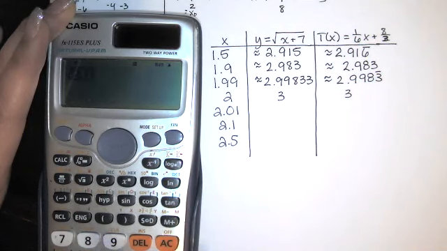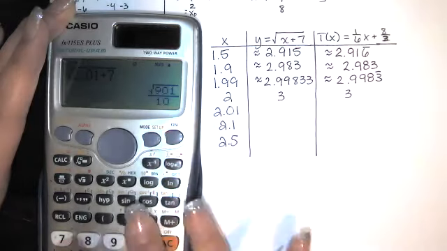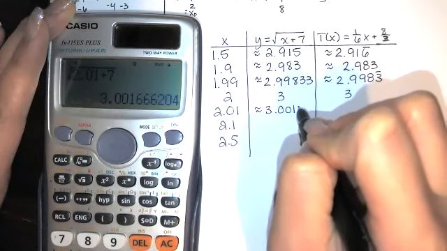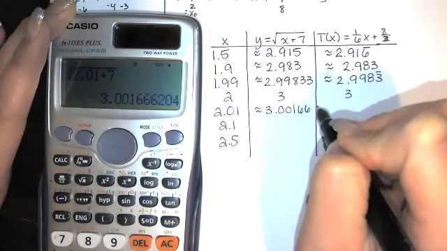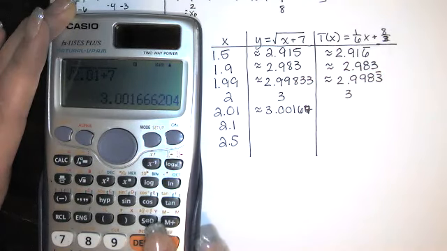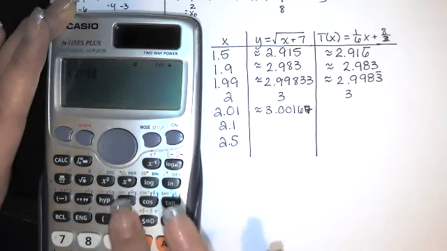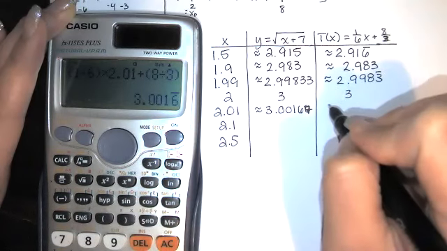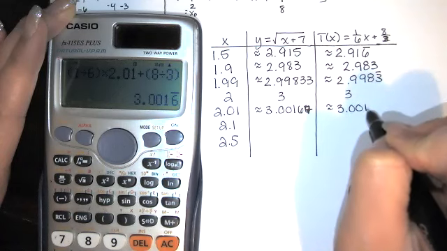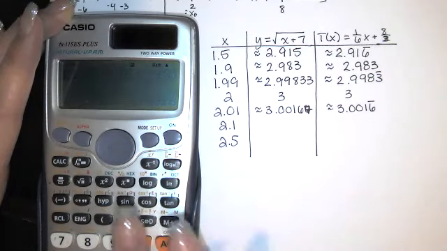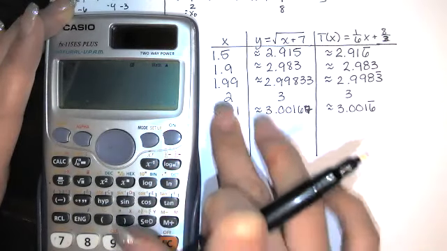We have square root of 2.01 plus 7. I'm going to go a little bit faster now because I think you guys get the idea. I'll just say 6, 7 there. And then I'll have 1 over 6 times 2.01 plus 8 over 3, approximately 3.0016 repeating. You see, it's very similar. But now we're getting a little bit farther away from x equals 2.